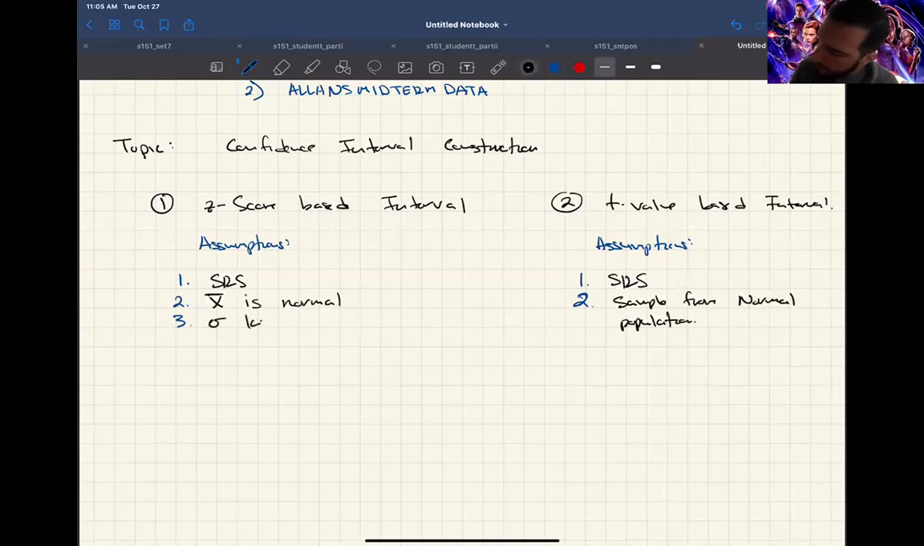Finally, we also have this. Not everyone writes this as an assumption, but I usually write it down as a checking point, something we need to look out for when building the intervals. In the case of the Z-score formula, sigma is known. In the case of the T-based formula, sigma is unknown. So the big differentiator between the Z-score based interval and the T-value based interval is actually the third assumption.